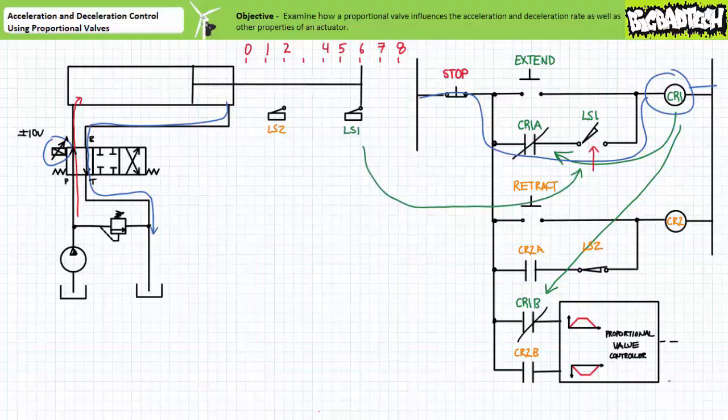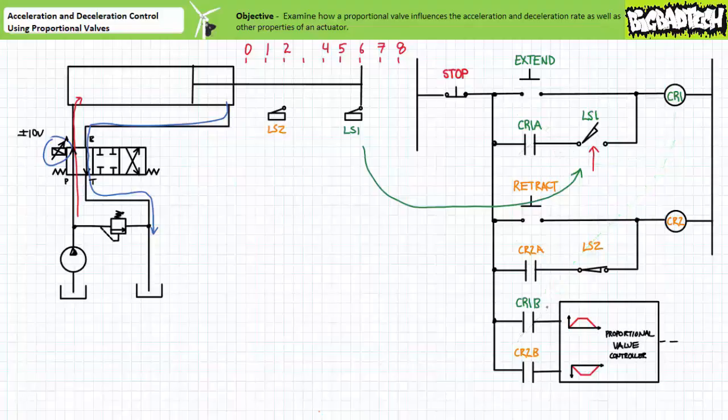6 inches into the extension stroke, the applied load strikes LS1. LS1 opens, and the coil of control relay CR1 is de-energized. The contacts associated with control relay CR1 immediately return to their deactivated states. Contact CR1A opens and removes the holding circuit. Simultaneously, contact CR1B opens and signals the positive ramp generator to execute a 0-second ramp down.